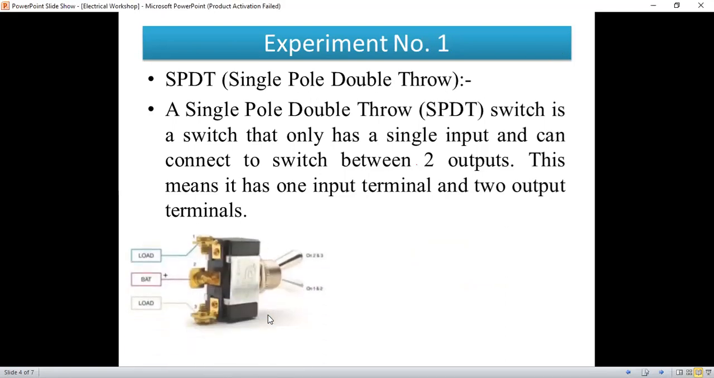Okay, see here the two load is there, that means two output is there, or load side there are two load side. It is having three terminal, याला तीन टर्मिनल आहेत बघा. Then one middle terminal, here the input it can be connected.